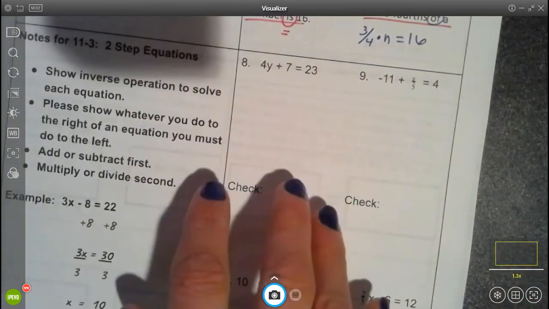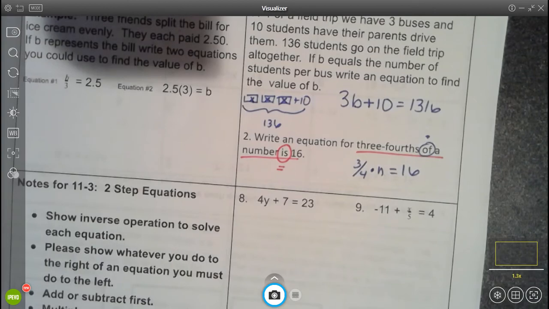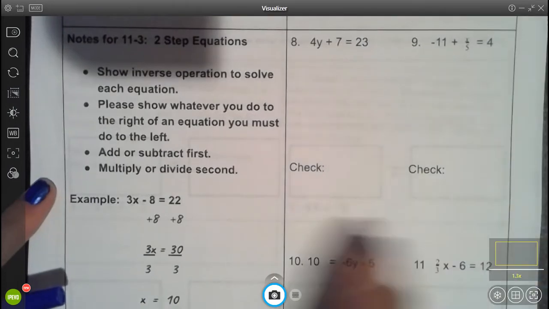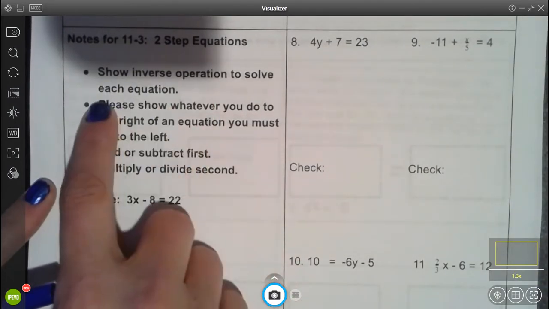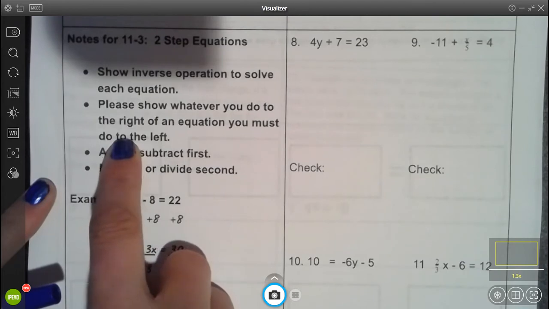So today we're moving on up. Oh yeah, a little bit. We already worked with word problems. Okay, so we're on number 8 on the hard copy notes. This is what we are going to do. You're going to show your inverse operation to solve each equation. Please, whatever you do to the left, you must do to the right.